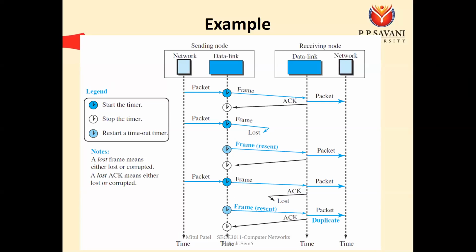So what will the sender assume? The sender will assume that the frame is lost or corrupted. So what will the sender do? The sender will retransmit that frame again. Now what is going to happen? Here we can say that we have the duplicate frame.